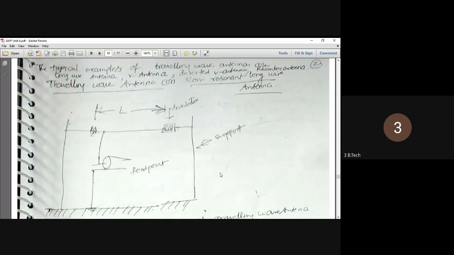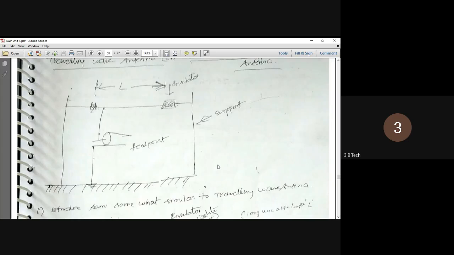Now, since we completed the resonant long wave antenna, the second category is non-resonant long wave antenna. Non-resonant long wave antennas are also called traveling wave antennas or aperiodic antennas. The examples of non-resonant antennas or traveling wave antennas are V antenna, inverted V antenna, and rhombic antenna. So you can see the physical structure here.